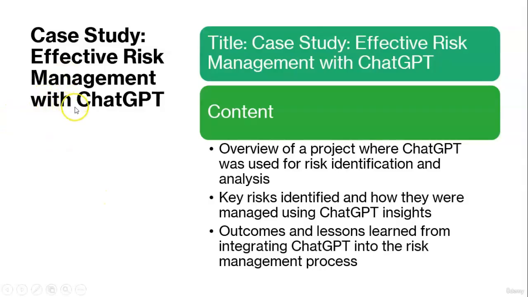Let's look at a real world case study where ChatGPT was used for risk management. In this project, the team used ChatGPT to identify risks early on, particularly focusing on technical and operational risks. By synthesizing expert opinions and generating risk scenarios, they were able to proactively address these risks, leading to a successful project outcome. This case demonstrates how integrating ChatGPT into your risk management process can enhance your ability to manage uncertainty effectively.